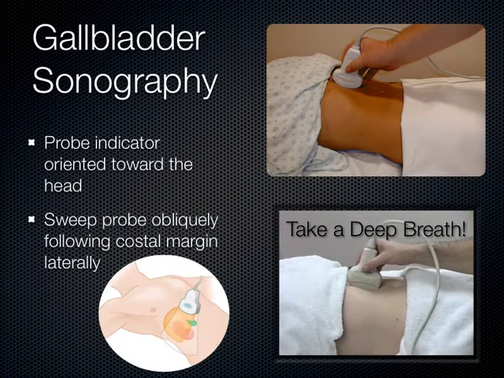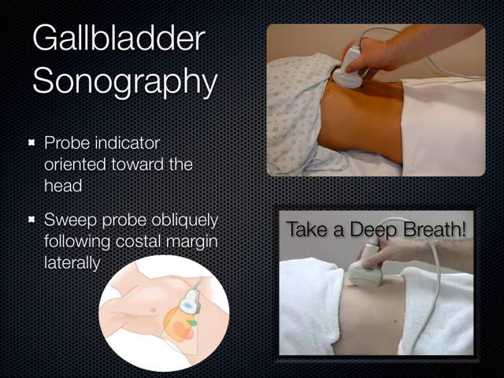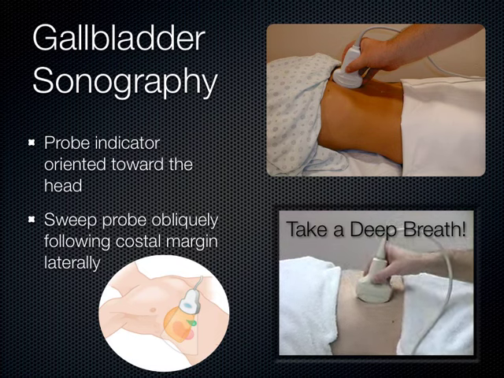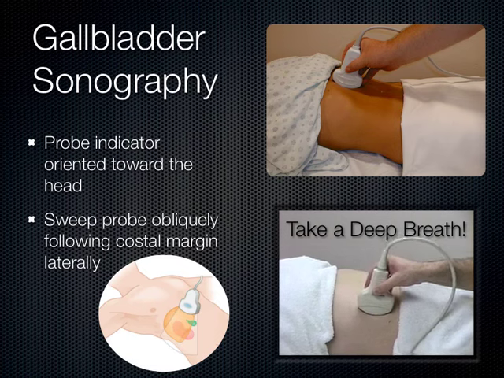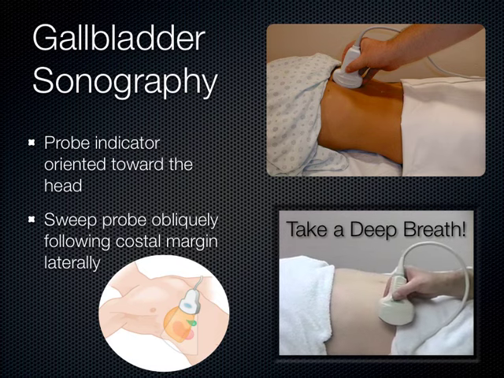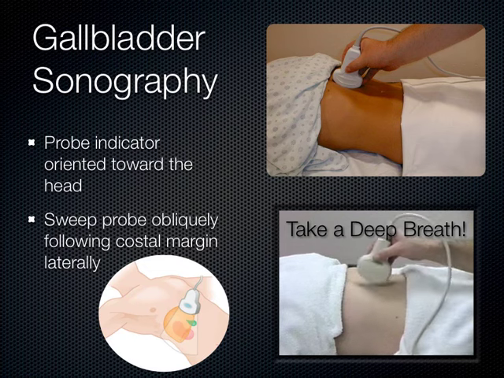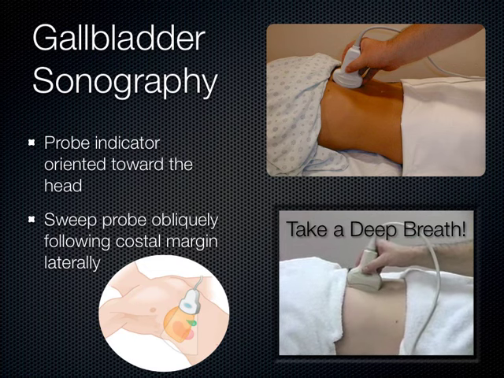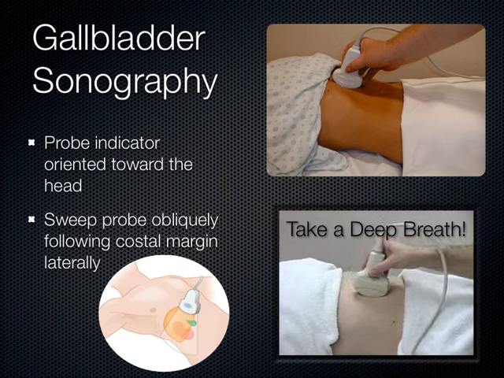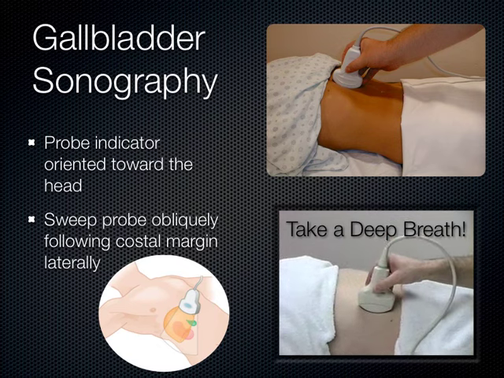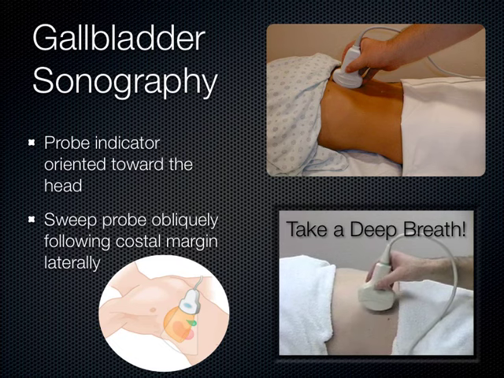Gracie, if you want to hand those out while I'm doing the gallbladder. We're going to have the indicator aimed towards the patient's head in a sagittal plane, and then the patient's going to take a deep breath, and that's called the subcostal sweep, okay? And once you get the gallbladder in its long axis, you can then rotate the probe 90 degrees to get the gallbladder in its short axis.